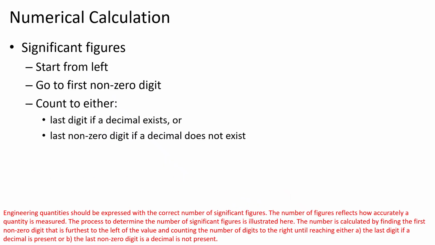Engineering quantities should be expressed with the correct number of significant figures. The number of figures reflects how accurately a quantity is measured. The process to determine the number of significant figures is illustrated here. The number is calculated by finding the first non-zero digit that is furthest to the left of the value, and counting the number of digits to the right until reaching either the last digit if a decimal is present, or the last non-zero digit if a decimal is not present.